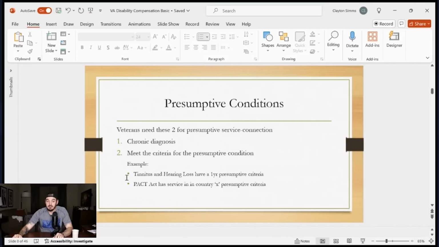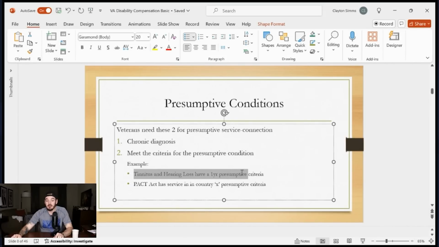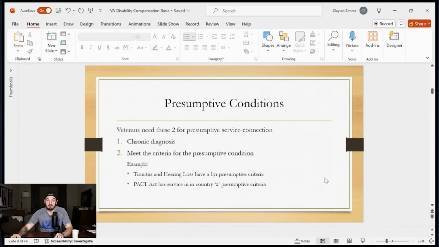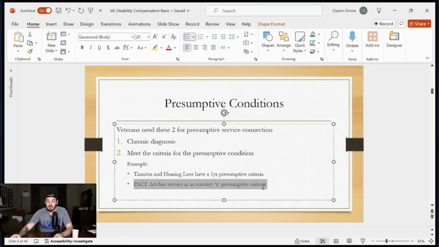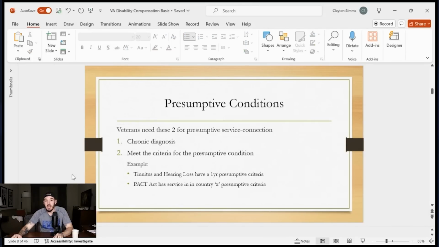So for instance, tinnitus and hearing loss have a 1-year presumptive criteria, meaning if you have tinnitus or you have hearing loss and you're within that BDD or that 1 year time frame, you have the chronic diagnosis, you will be service connected, no issues. For PACT Act, it's time location based given the chronic diagnosis.